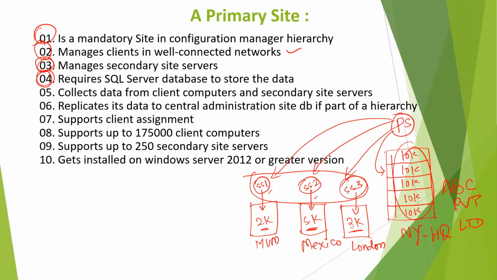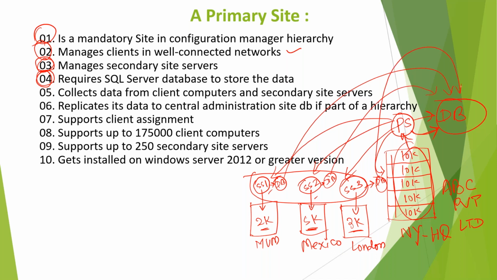Point number 4, it requires a database to store the data. For storage, it needs a database, and it will collect data from where? From these 50,000 devices. It is going to collect the data from these 50,000 devices and pass it on to the database. Plus it is going to collect the data from the secondary site databases. Each secondary will also have a database. So it is going to collect the data from the secondary site databases too.